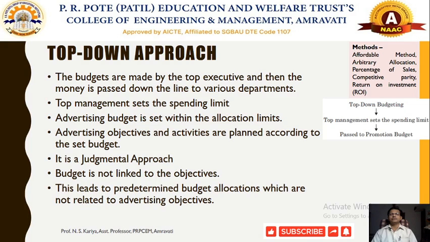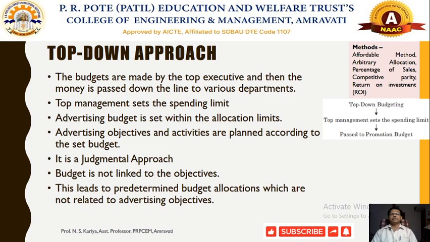The first one is called the top down approach. In the top down approach, the management of an organization, generally the top executives, will decide the advertising budget, and it will be allocated to some different departments, and finally they will place the advertisement into the medium.